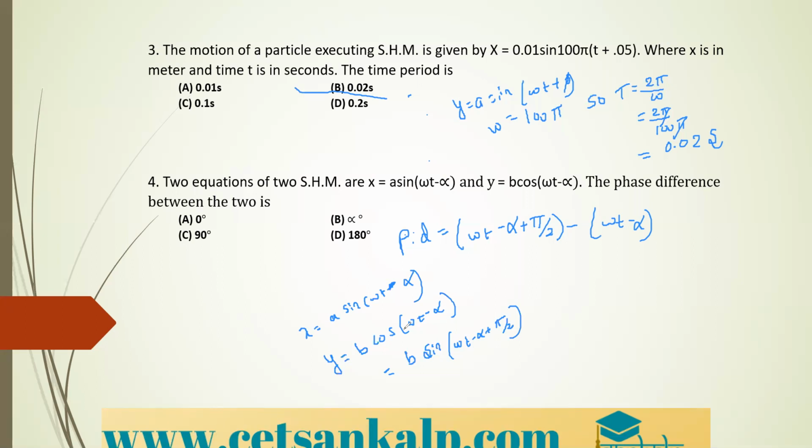So simplification you can do here: you can cancel omega t, and alpha will get cancelled. Therefore, the remaining value is only pi divided by 2. So pi by 2 is how much? That is option C, 90 degrees. Correct? That is option C, 90 degrees. Okay. So that was the phase difference.